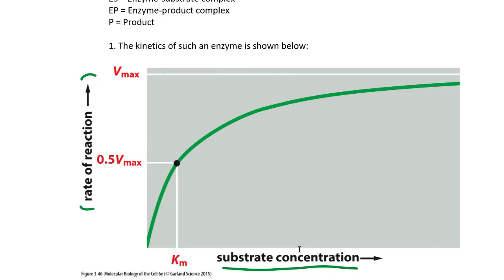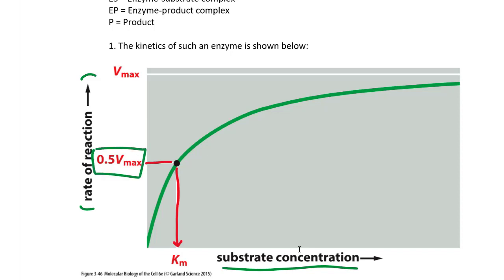So we have Vmax, and we also have this thing called half a Vmax, and half a Vmax is exactly what it sounds like. It's 50% of Vmax. If you go from half a Vmax to this plot of the rate of the reaction as concentration of substrate increases, and you come down, you have the Km. So the Km is the concentration of substrate at which the reaction is happening at half a Vmax.